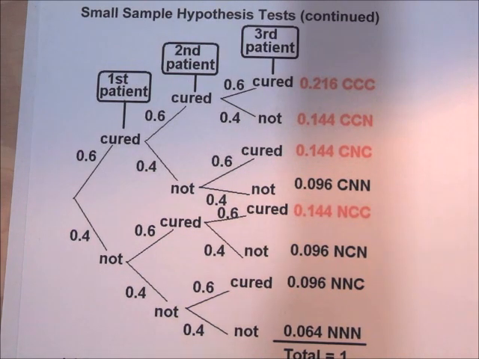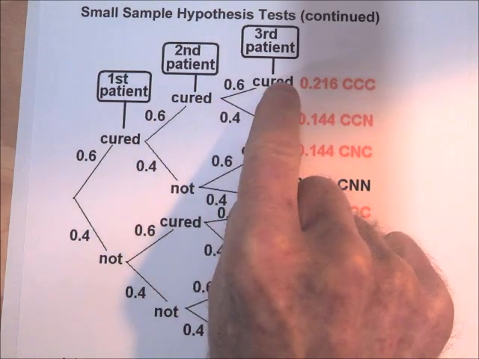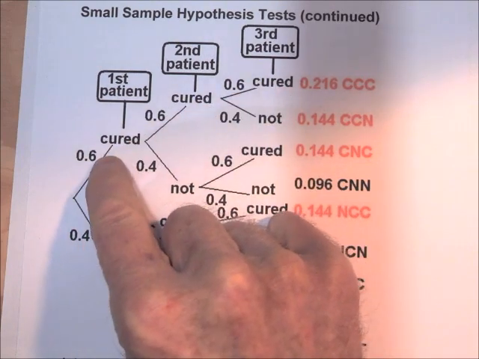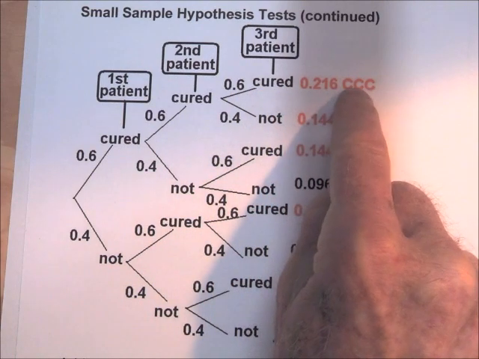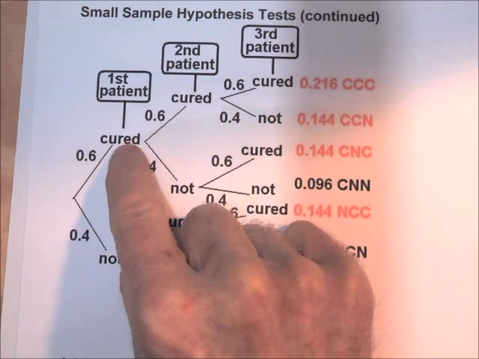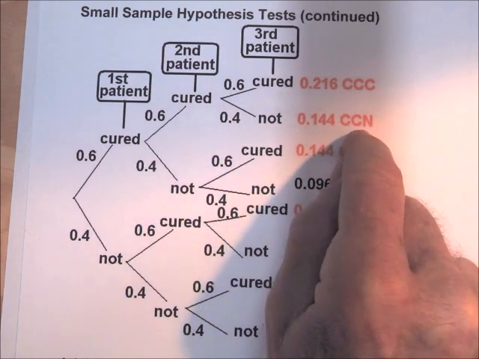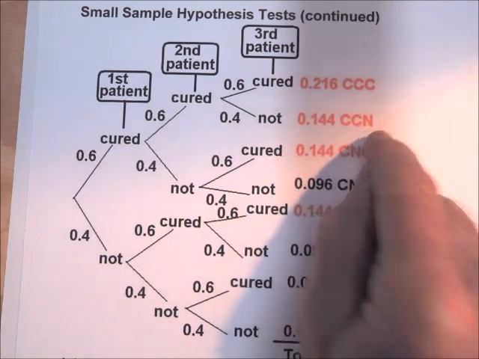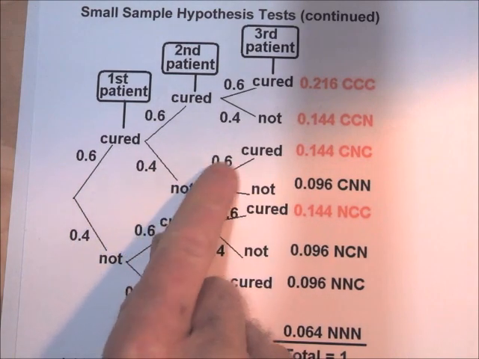So with 3 patients, now we have 8 possible outcomes. We're going to multiply across each path. We'll have 8 paths to this tree. So the cured, cured, cured path, you multiply as you go along: 0.6 times 0.6 times 0.6 is 0.216. That'd be cured, cured, cured. Next path, cured, cured, and then not cured. Again, multiply as you go along that path: 0.6 times 0.6 times 0.4 is 0.144. It's cured, cured, not. And so forth. So we have the cured, not cured, and then cured.